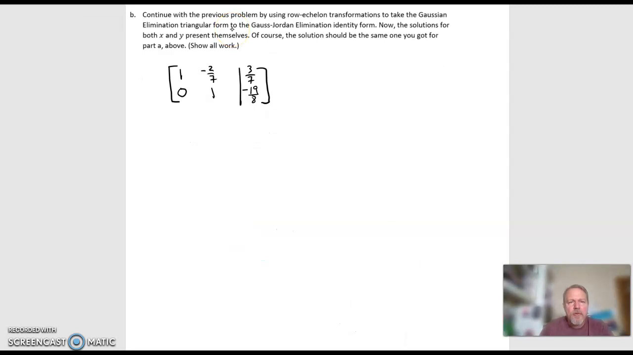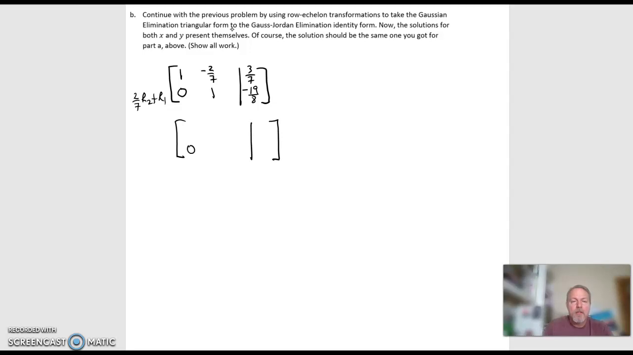So here we go. I took the triangular form from the previous page, and now we're going to continue to Gauss-Jordan elimination. It's really just one step. I want to change this negative 2/7 to a 0. In order to get zeros, you have to add rows together. First, you can multiply a row through by something, then add it, and that's exactly what we're going to do. We're going to do 2/7 times row 2 plus row 1. Only row 1 changes. Row 2 stays the same.